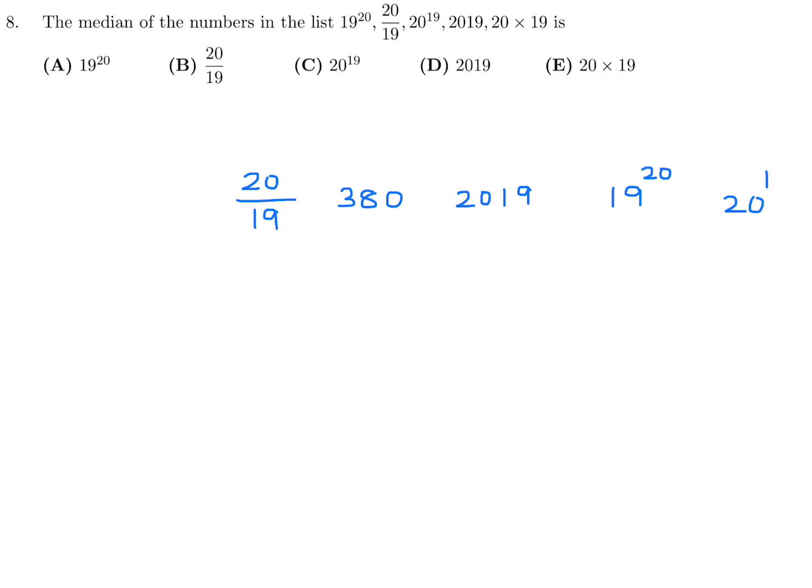And it doesn't really matter which one is here or which one's here, because the middle number will not change. The middle number is always going to be 2019, regardless of how those are ranked. So don't worry about trying to figure out which one of those is bigger. Median is 2019. Number 8, the answer is D.